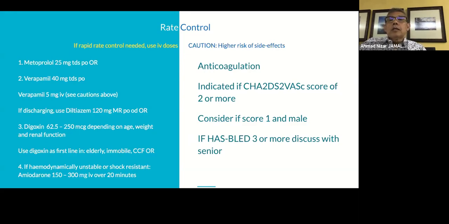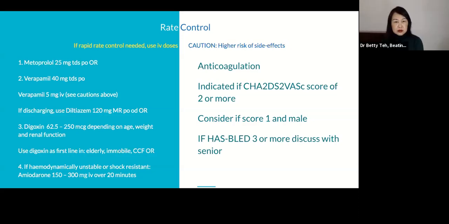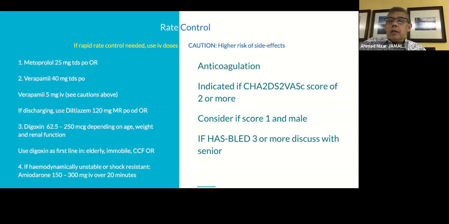You can use beta blockers. I usually reach for beta blockers first, either bisoprolol or metoprolol. If it's metoprolol, you give it in 25 milligrams twice a day. Alternatively, you can give calcium channel blockers, especially the non-dihydropyridine calcium channel blockers like verapamil and diltiazem. Verapamil is given in a dose of 40 milligrams 3 times a day orally. You can give IV verapamil as well, but the cautions that I mentioned before still stand. That is, if you're hypotensive, then you probably don't want to give IV drugs.